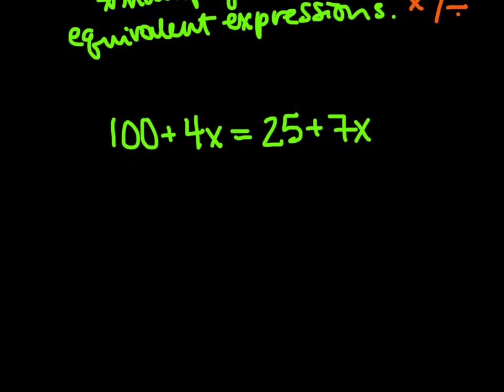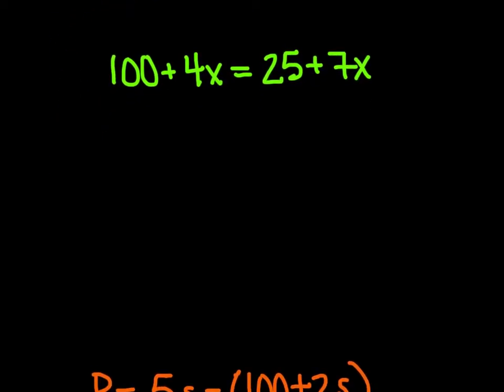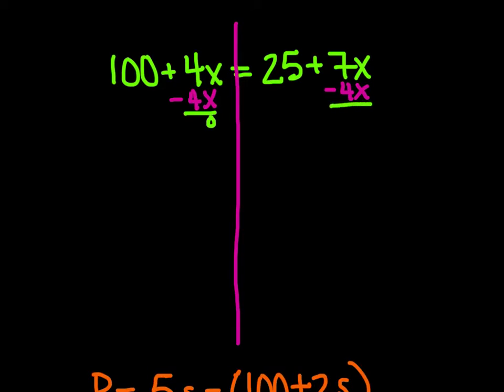So let's use that exact concept for this particular problem. We have 100 plus 4x is equal to 25 plus 7x. So we can use our addition and subtraction and multiplication and division to sort of balance this equation out. I'm going to draw a big, huge line through the middle of it to show that whatever I do on one side needs to happen on the other side as well. So we are going to first subtract 4x from both sides. Why did I choose to do that? It doesn't quite matter so much, but at the same time, I know that I would like to get my variables on one side of the equation.